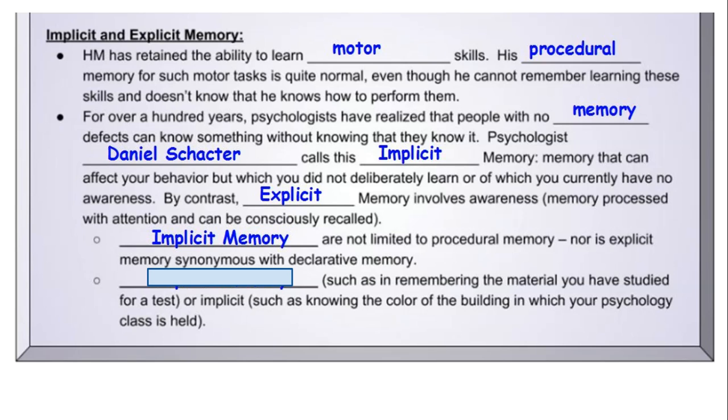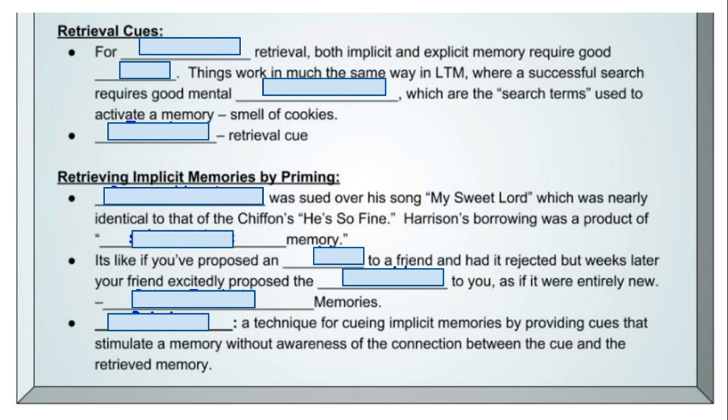Implicit memories are not limited to procedural memories, nor is explicit memory synonymous with declarative memory. Explicit memory is such as remembering material you have studied for a test. Implicit is such as knowing the color of the building in which you're taking your psych class.